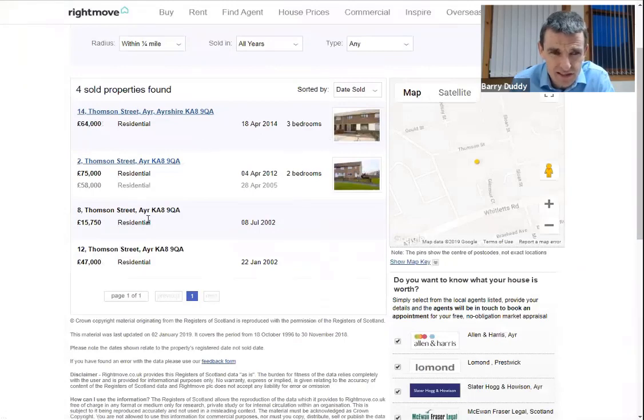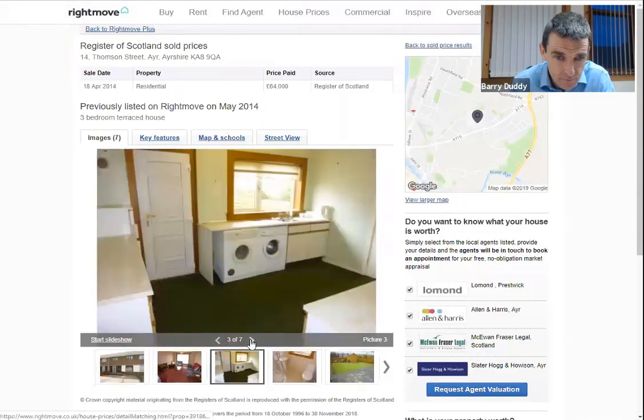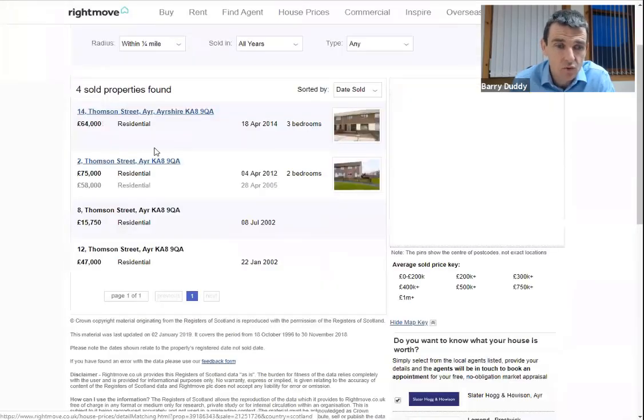So the last one there did 64, one before, a 2-bed, did 75. Yeah, we'll jump in and have a look at the one that did 64. Yeah, a bit of a riot inside. Looks like it was somebody who's maybe fairly elderly and moved on. So somebody's got quite a good deal there.